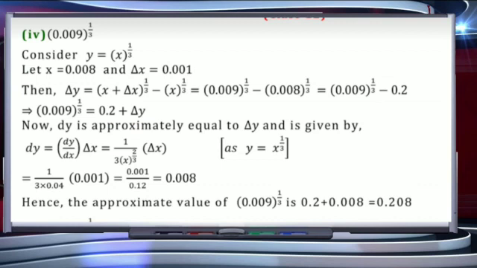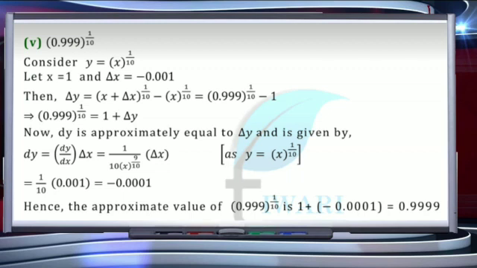Now the next thing is to find delta y using differentiation. Remember that delta y, or change in y, or dy are all one and the same. So dy is given by dy by dx into delta x. Next we will substitute the values and find the value of delta y or dy. After substitution, the value of dy reduces to 0.008. Hence the approximate value of the given cube root is 0.2 plus 0.008, which is equal to 0.208.